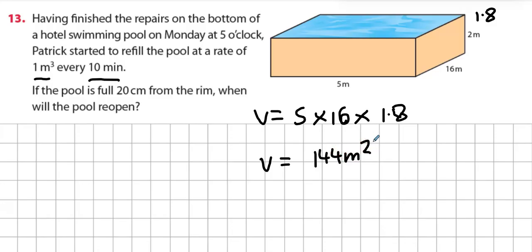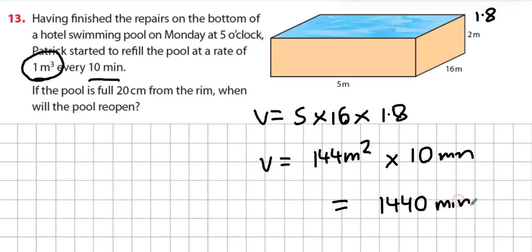Great. Now, what does it say it does? It does 1 meter cubed every 10 minutes, so multiply the answer by 10. And what do we get there? 1,440 minutes.